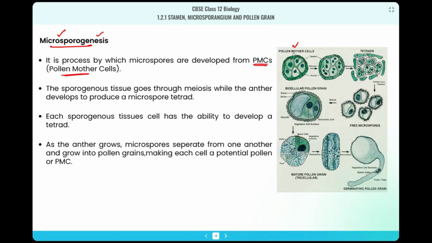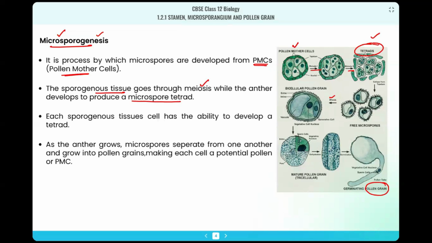So the pollen mother cell will undergo meiosis as well as mitosis to produce finally the pollen grain, that is a mature pollen grain. So sporogenous tissue, which is found in the young anthers, goes through meiosis while the anther develops to produce microspore tetrads. So this pollen mother cell will undergo meiosis to produce the tetrads.